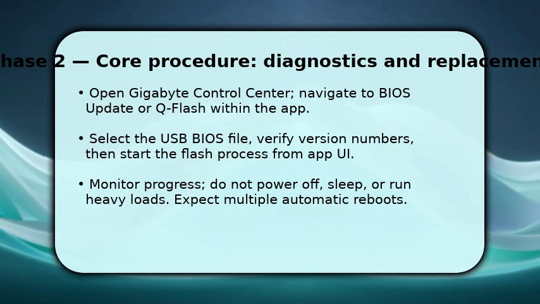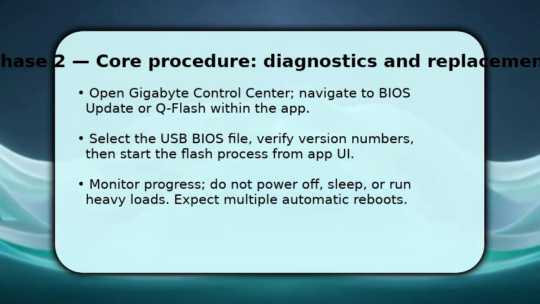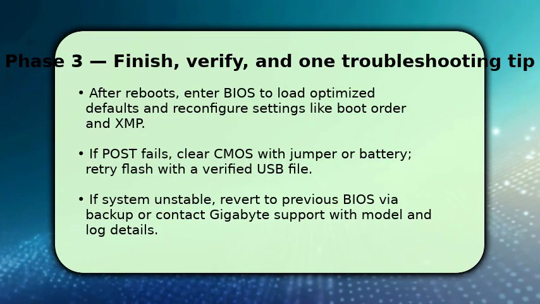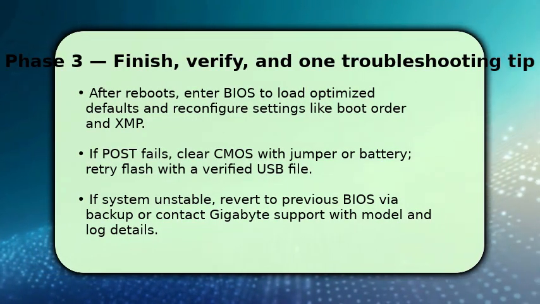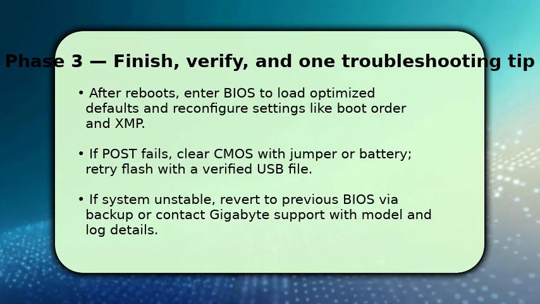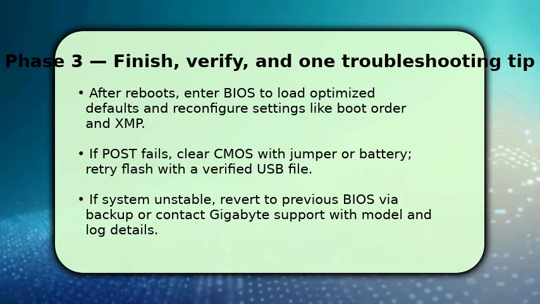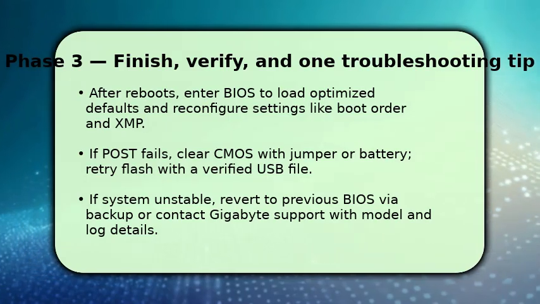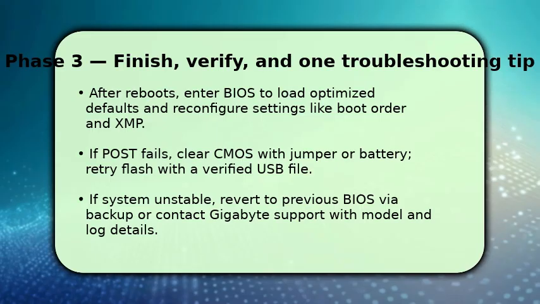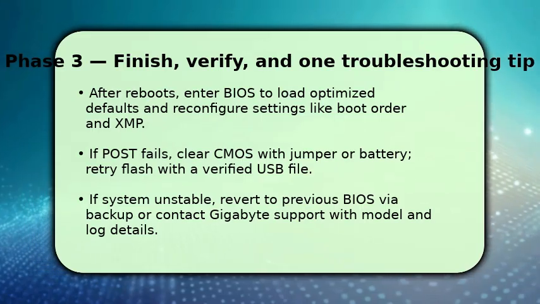Once the update completes and the system posts, enter the BIOS setup to load optimized defaults and then reapply custom settings such as boot order, XMP, or fan profiles. If the system fails to post, clear the CMOS using the jumper or removing the battery for 30 seconds, then retry the flash with a verified USB image.